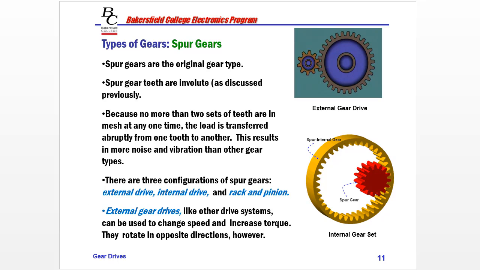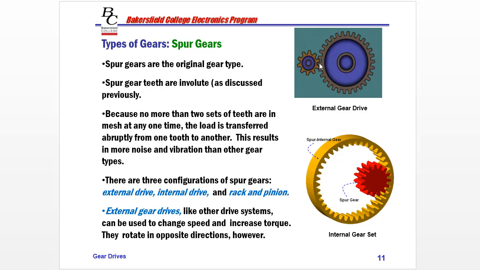Now we're moving on to talk about the different types of gears. So the first type we're going to discuss are the spur gears. All of the gears that we've been using as examples to go over the terms and definitions have been spur gears. Spur gears are the original gear type. Their teeth are involute, as we've already talked about.